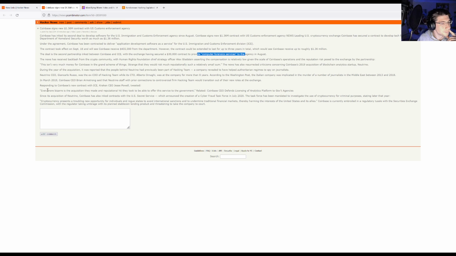Let me see. Very cool. Cryptocurrency presents a troubling new opportunity for individuals and rogue states to avoid international sanctions and to undermine traditional financial markets, harming the interests of the United States and its allies. Coinbase is embroiled in a regulatory tussle with the Securities and Exchange Commission, with the regulator taking umbrage with its planned stablecoin lending product and threatening to take the company to court. Wow. Very interesting. I'll keep the link up.